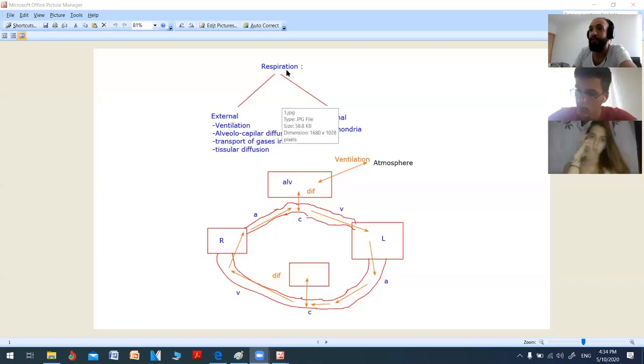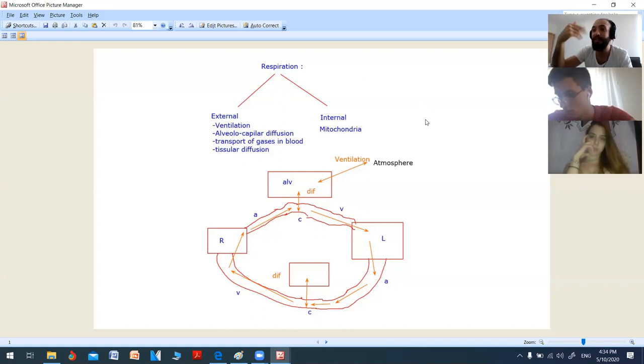So the respiration is what? It's an exchange of gases between what? Between the outside of the body and inside of the body. Between the outside environment and the internal environment. So I have to move the gases, for example, the oxygen, from the atmosphere to the cell.